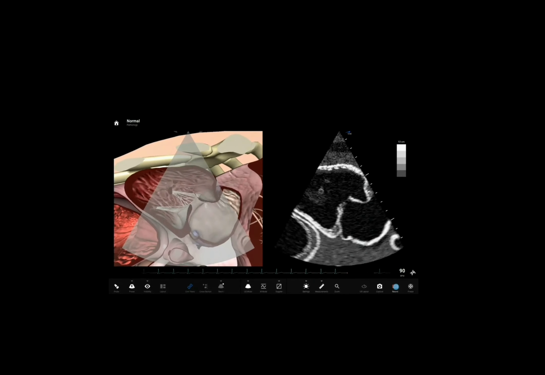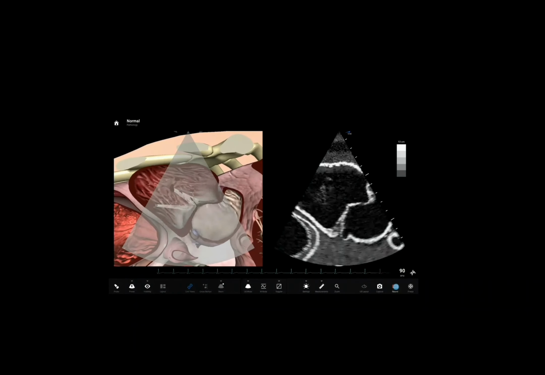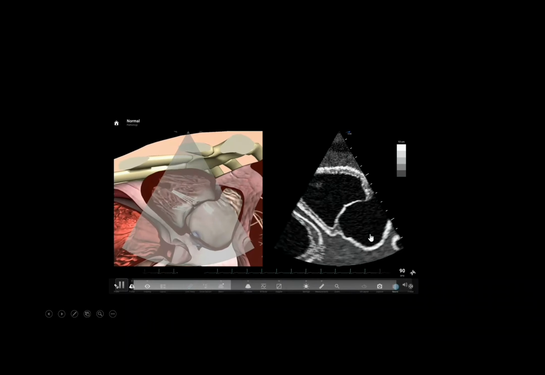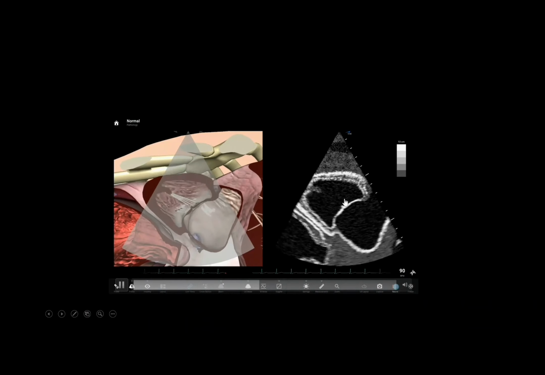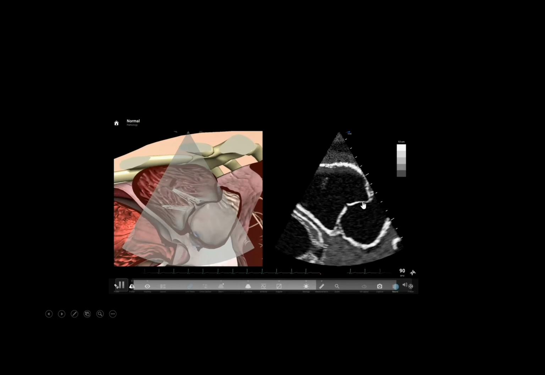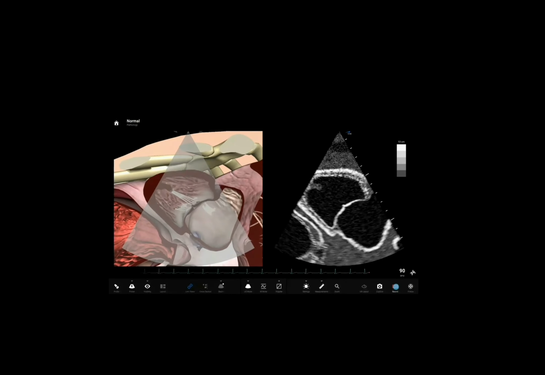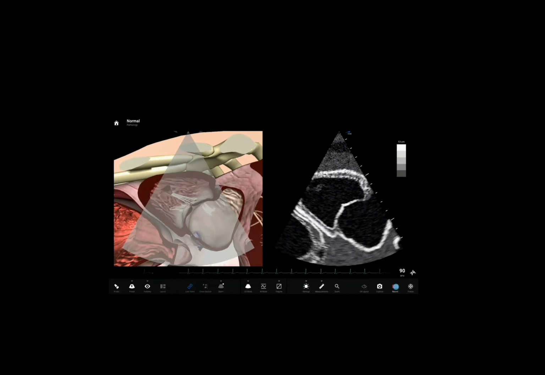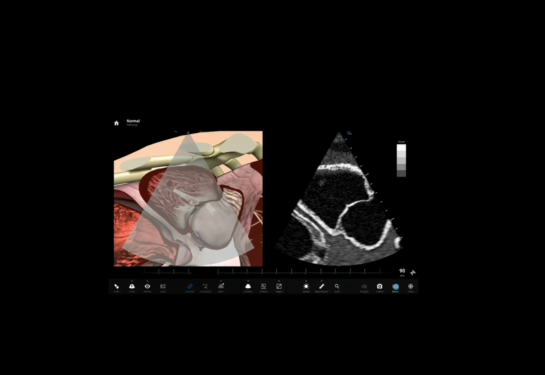Right ventricular inlet, right atrium opening into the right ventricle through the tricuspid valve. Tilting the tail of the probe towards the patient's head from your parasternal long axis will get you into this view.